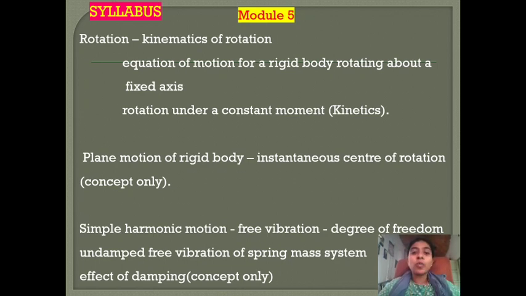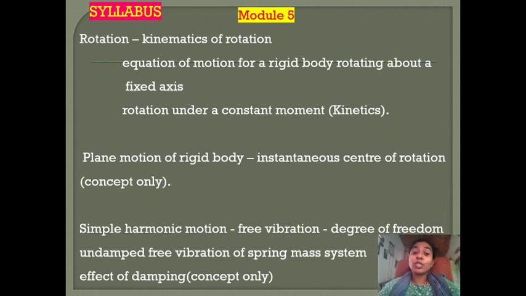We have already seen what is rotation, the kinetics and kinematics of rotation. That is rotation about a fixed axis and rotation about a fixed moment. Rotation about a fixed axis is kinematics and rotation about a fixed moment is kinetics. Then we saw the equations of motion, how to apply them for finding the kinematics of rotational motion. Then we used the work energy principle and impulse momentum principle to solve the solutions under kinetics, that is rotation under a constant moment.